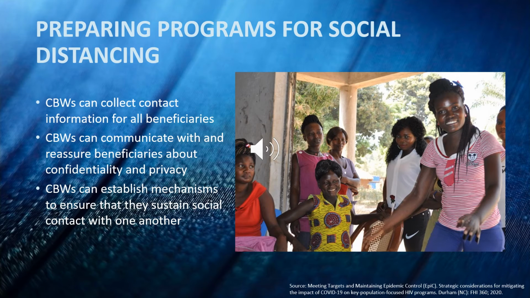To help prepare programs for social distancing, community-based workers can collect contact information, such as telephone number, email address, and/or preferred social media, for all beneficiaries to help maintain virtual contact. Use a form that does not disclose key population or HIV status. Communicate with and reassure beneficiaries, especially those new to virtual outreach, how information shared using online and phone-based services will be kept confidential. And establish simple mechanisms to ensure that CBWs sustain social contact with one another under conditions of social distancing. They can use online chat groups, phone trees, or WhatsApp groups to discuss and share concerns and enhance group solidarity.